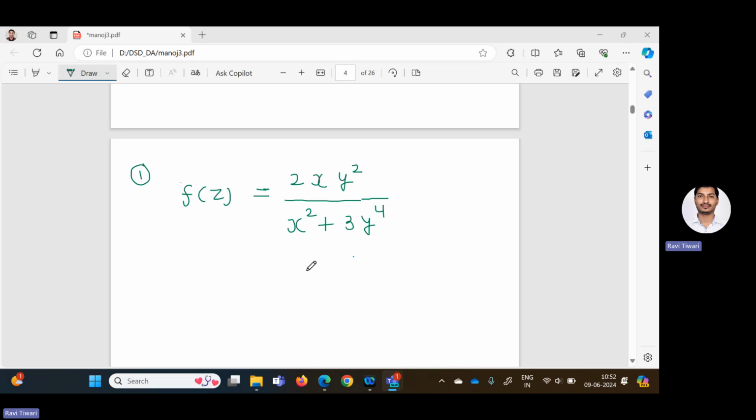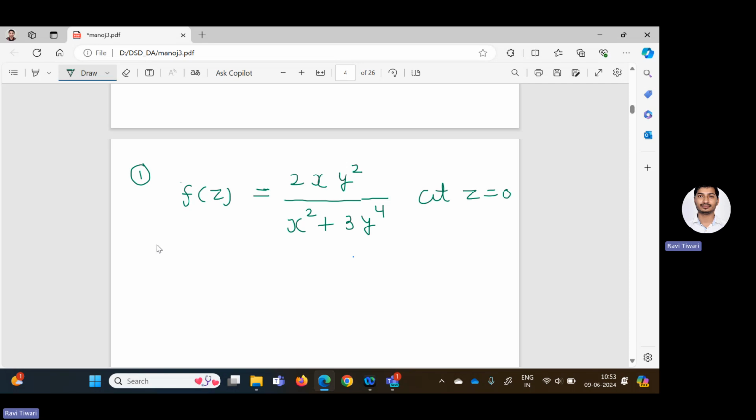So first question, we have f(z) equal to 2xy square divided by x square plus 3y power 4. We have to check continuity of this function. Here you can get confused, since I have written f of z. You can think that the imaginary part is 0 and the real part is given by 2xy square by x square plus 3y power 4. So we have to check continuity of this function at z equal to 0.